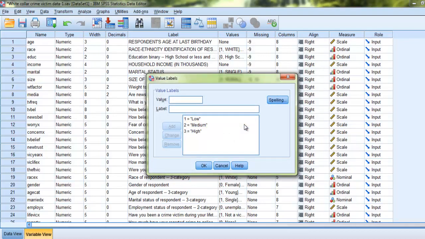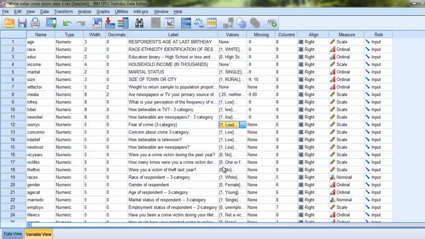So are crime victims different in how much fear they have than non-crime victims? Let's propose a one-tailed relationship and say being a victim of crime will lead someone to be more fearful. So that's a specific direction. We're saying being a victim of crime leads you to have more fear as opposed to less fear. Let me close this dialog box.